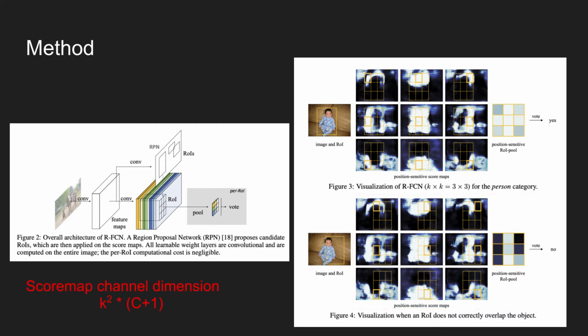The output dimension of the score map is therefore k raised to 2 times C plus 1. K is the size of a bin that divides a ROI region, and C is the number of classes. It has plus 1 because it also has to predict the background. If the value of k is set to 3, the dimension of the score map will then be 3 times 3 times C plus 1.